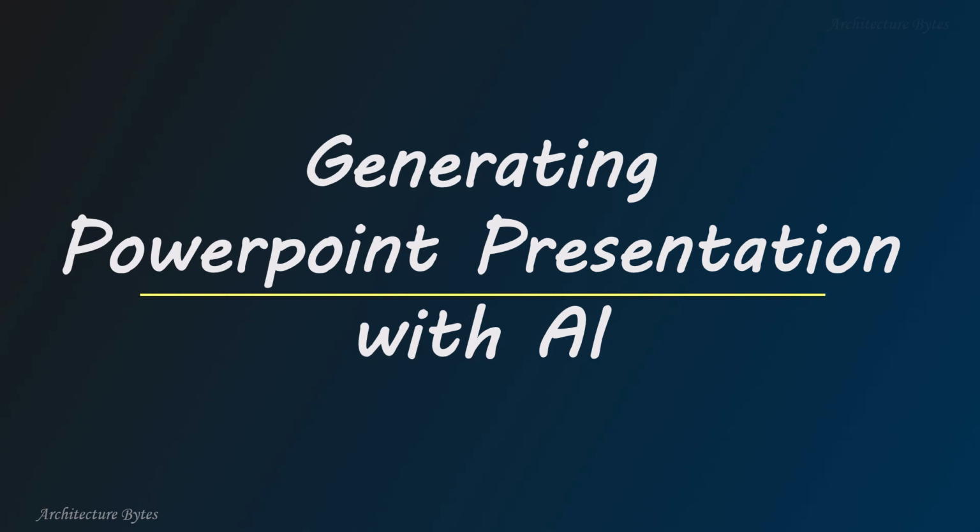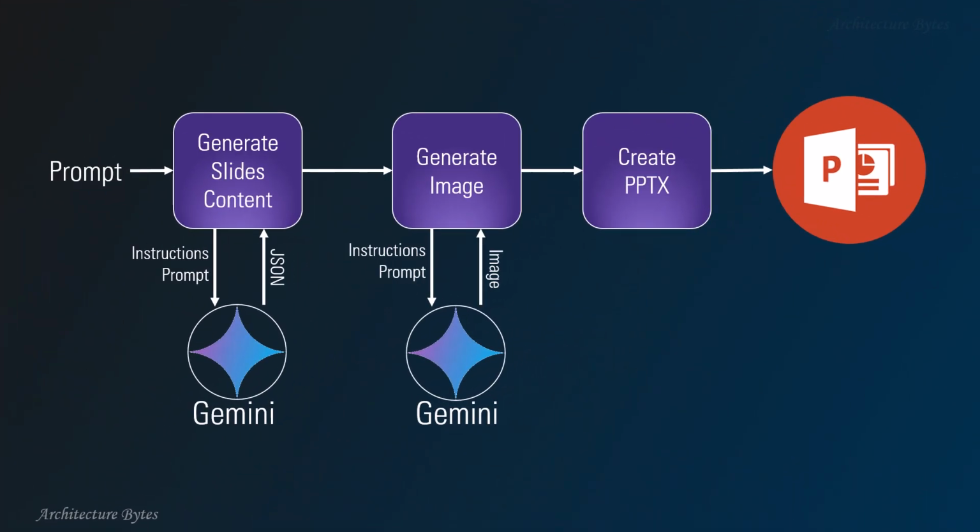We will learn how to generate PowerPoint presentation with AI. Here's our overall flow. First, generate content for the slides in JSON format using a Gemini model. Next, generate images for each slide using Gemini model. And then finally, assemble them together using a library to create a PowerPoint presentation file.